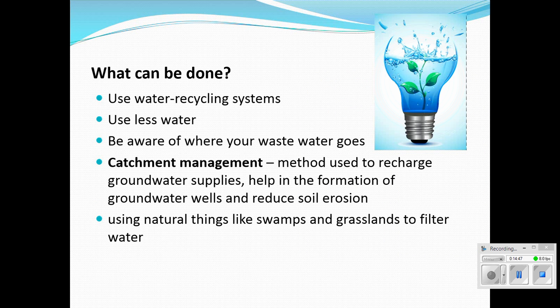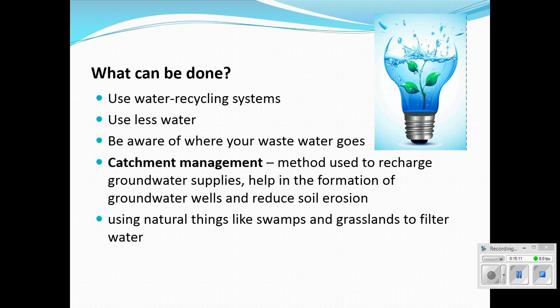So what can be done? Well, we can use water recycling systems. We can use less water. Just be aware of where your wastewater is going, and be aware and conscious of how much water you're using. Using natural things like swamps and grasslands to filter the water. Things might take a little bit longer, but using nature is the best way to get things done.